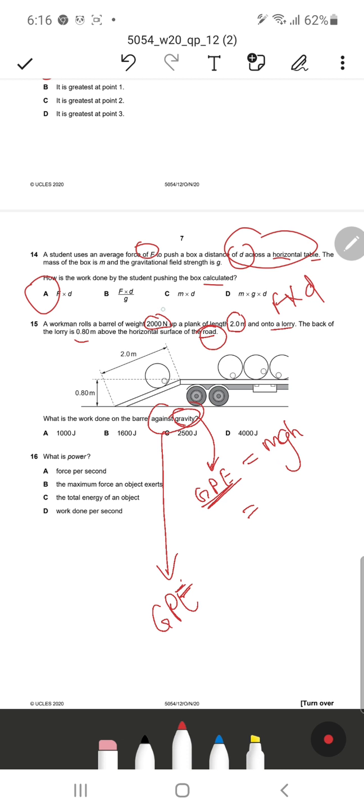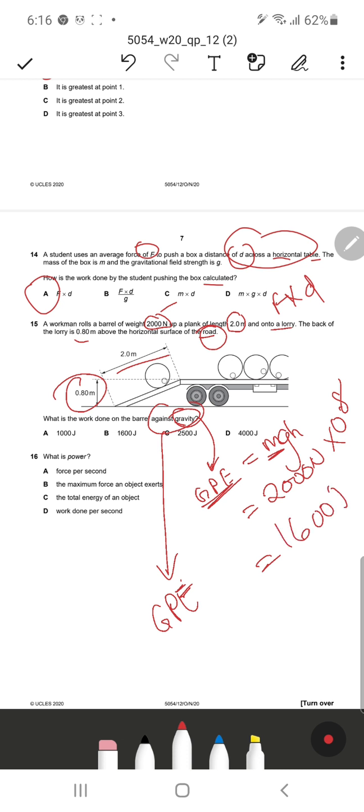So they have already given the weight, which is 2000 newtons, which is basically mg. The plank is 2 meters long, so it's moving 2 meters, but the height is what we need to consider. That's the important thing over here. So 2000 times 0.8 will give us 1600 joules. So B is the correct response here.